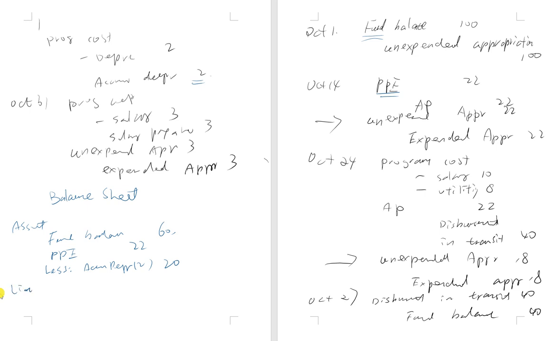Next is liabilities. Right? We look at all these journal entries. The only liability left probably will be this salary payable, because this liability we have paid already. So that's we have the salary payable. That's 3.